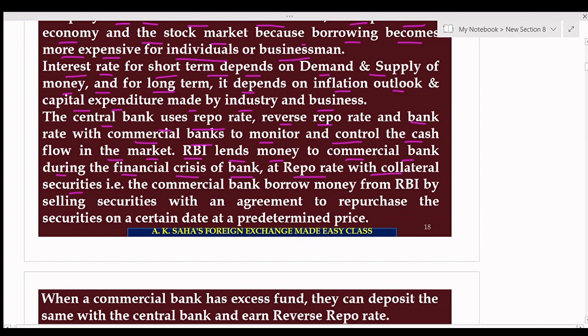That is, the commercial bank borrows money from RBI by selling securities with an agreement to repurchase the securities on a certain date at a predetermined price. This price is obviously higher than the selling price of the securities.